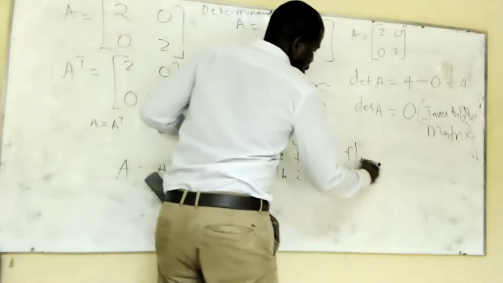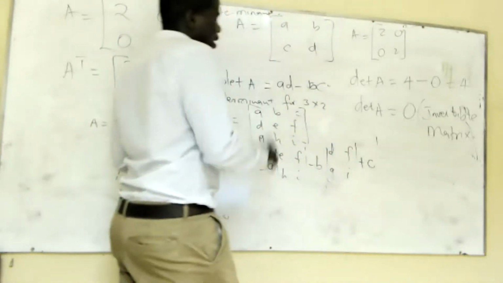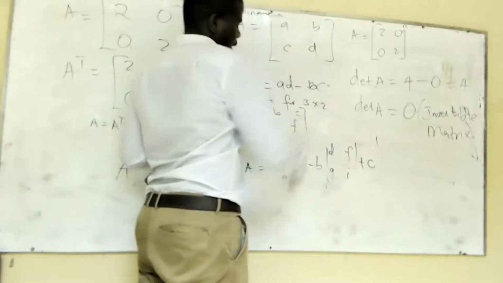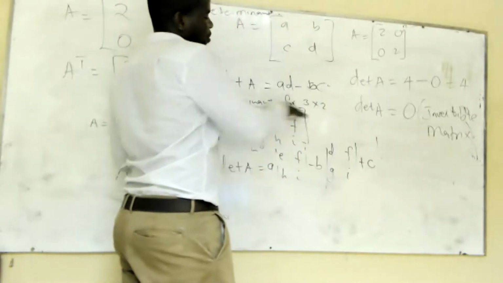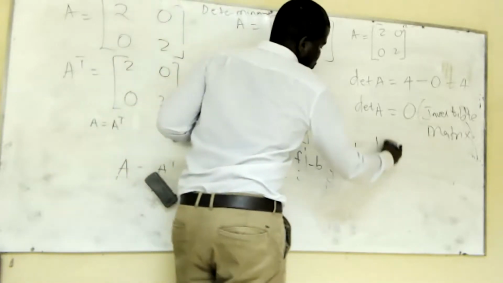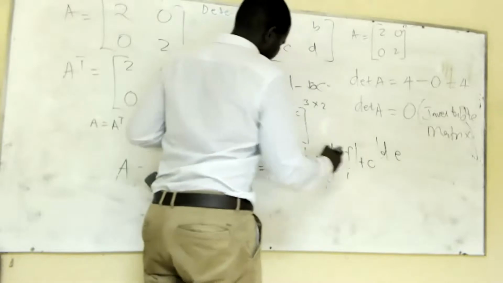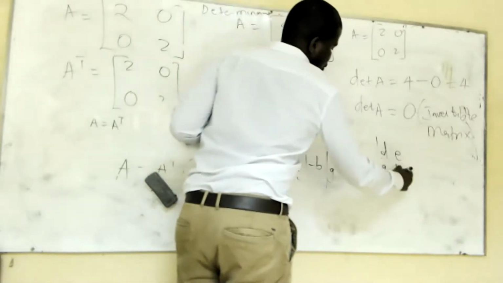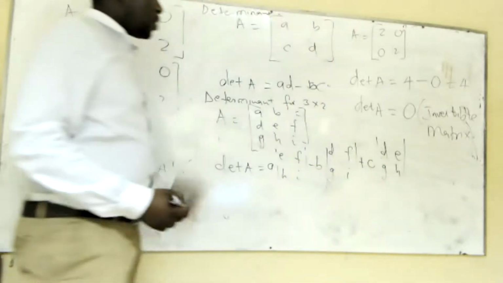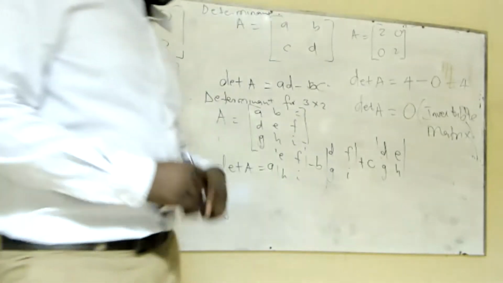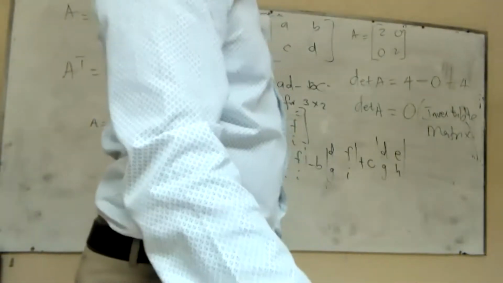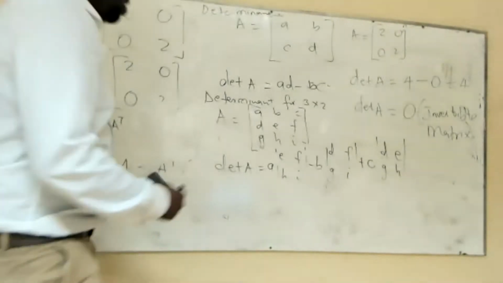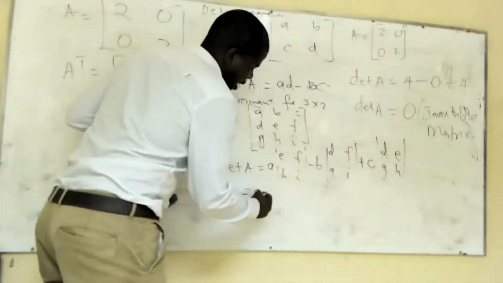And then the last one, we hold the C. If we hold C, it holds the first row and the last column. If you hold the first row and that column, we're going to be left with D, E, G, and H. So this is how you get the determinant of 3 by 3. So I believe from here, we can be able to continue.